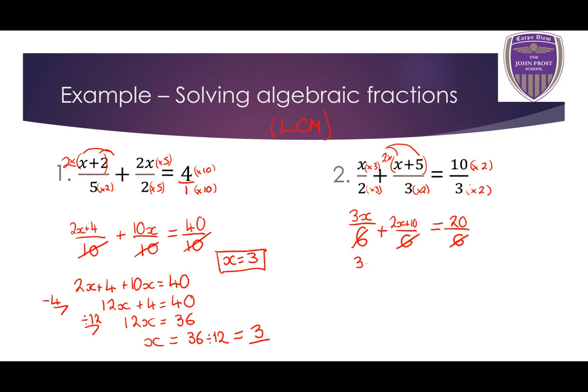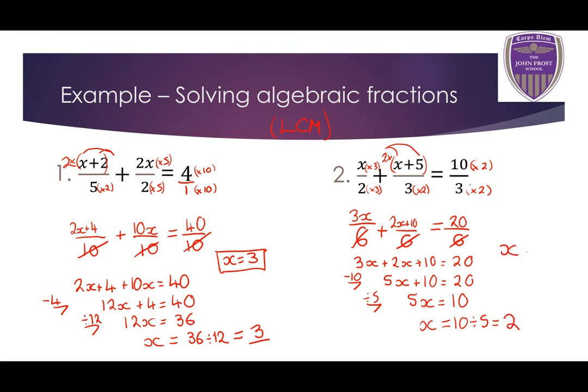So we're left with 3x plus 2x plus 10 is equal to 20. Collect the terms. So we've got 5x plus 10 equals 20. We're going to need to get rid of that 10. So we're going to take away 10 from both sides. 5x equals 10. Then we're going to divide both sides by 5. So x is equal to 10 divided by 5, which is 2. So in this case, x is equal to 2, okay?